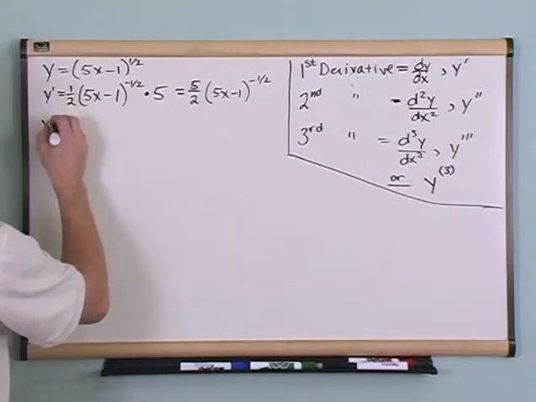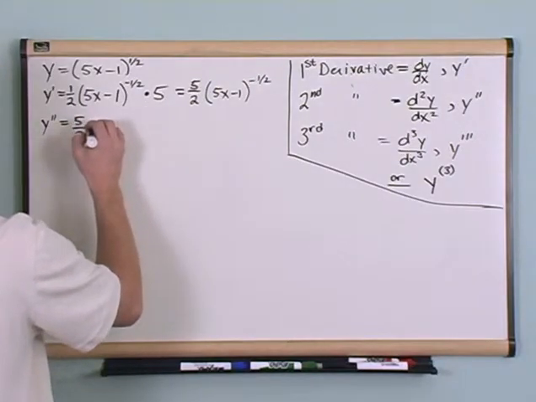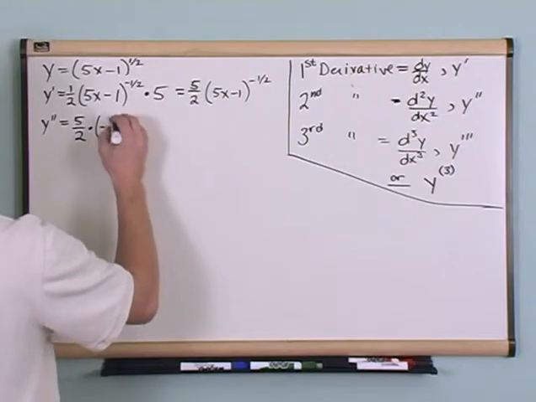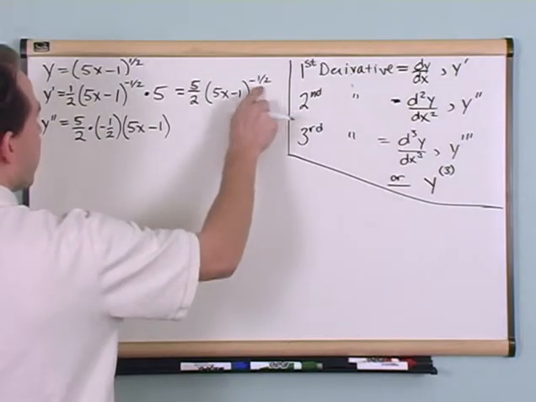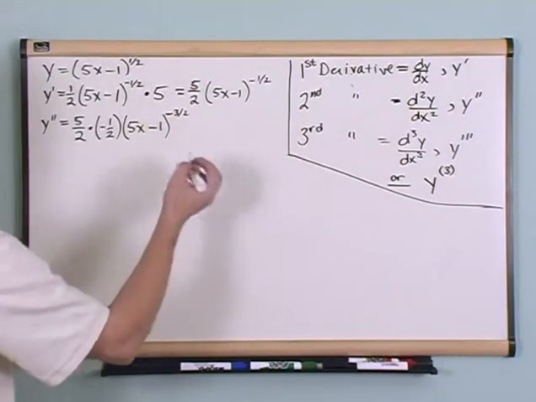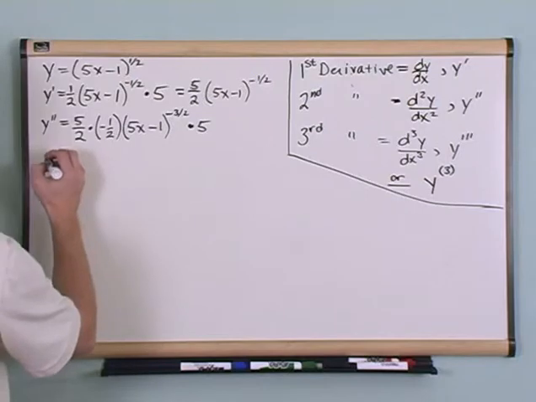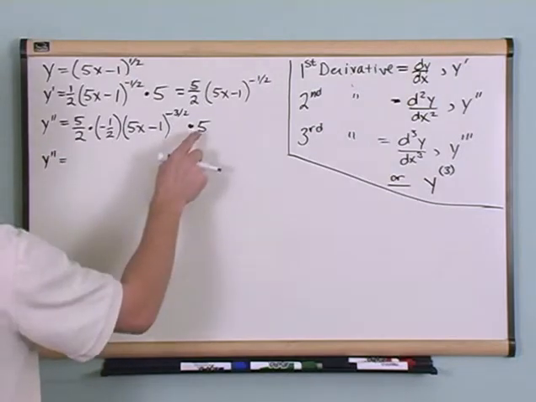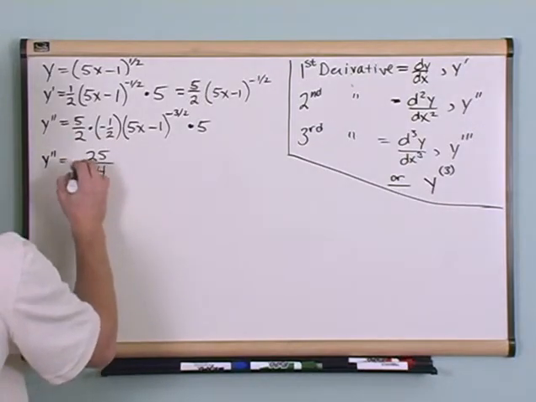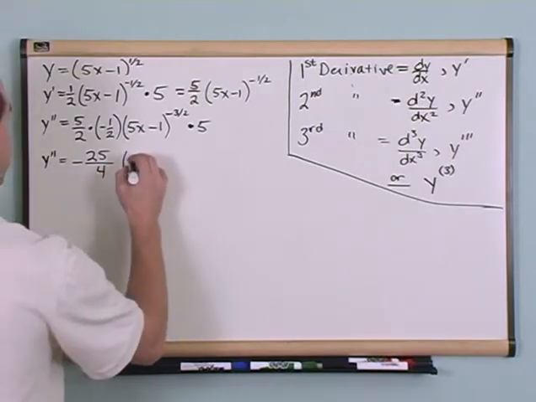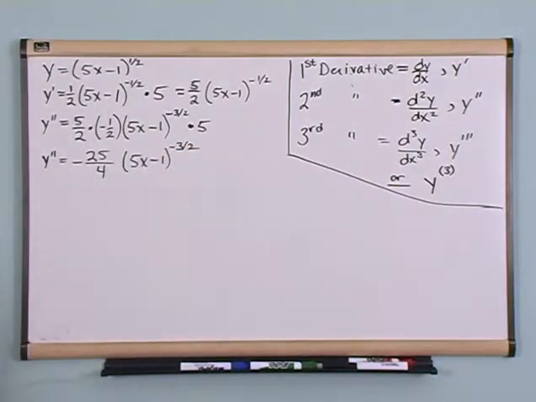Let's find the second derivative. That's going to be the derivative of this term. So we're going to have 5 halves times negative 1/2. Again, we're going to do the same process: inside stays the same, 5x minus 1, and we subtract 1 from the exponent, so that's minus 3 halves. But again, we're not done. We have to multiply by the derivative of the inside, which is 5. So the second derivative is 5 times 5 gives me 25, 2 times 2 gives me 4, and don't forget my negative sign out front. And then in the inside, I've got (5x minus 1) to the negative 3/2. And this is the second derivative.